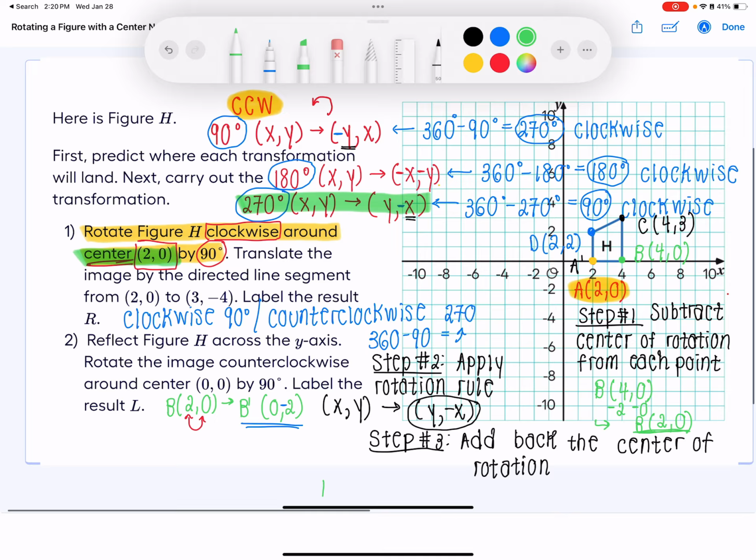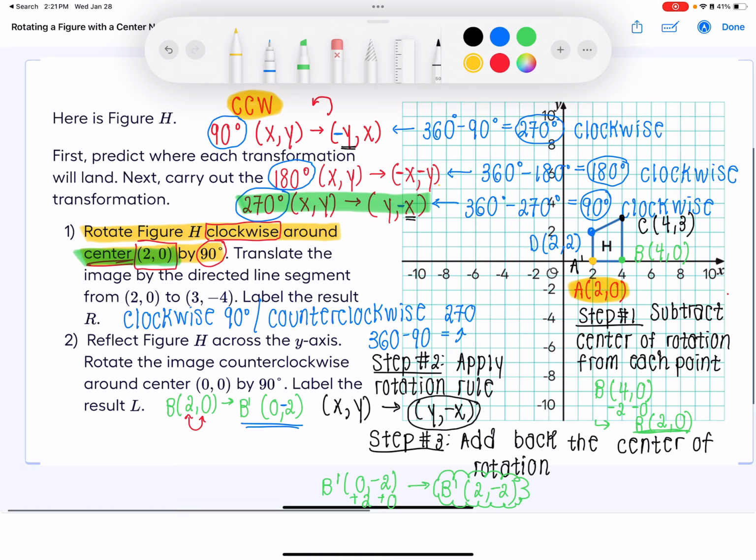So I'm going to take this B prime at (0, -2), and we're going to add back what we subtracted from step 1, which is adding the 2 to our x value and adding the 0 to our y value. And we end up getting that B prime is at (2, -2). That is our final answer for this first part here for question number 1.